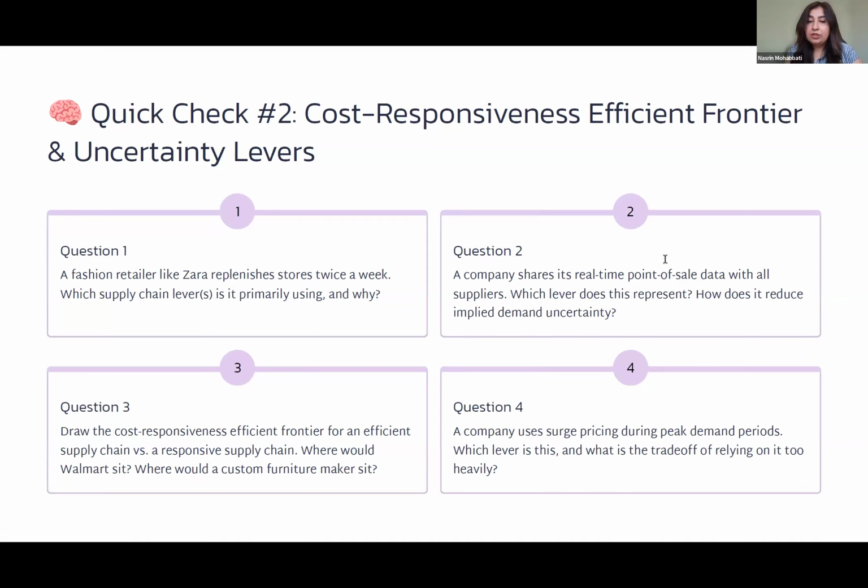A company uses surge pricing during peak demand periods. Which lever is this, and what is the trade-off for relying on it too heavily? What if we use this lever all the time and just try to manage demand using this? Does this work all the time? What are the risks around it? Okay, that's it. So please think about the answers and you can find them in the next slide.